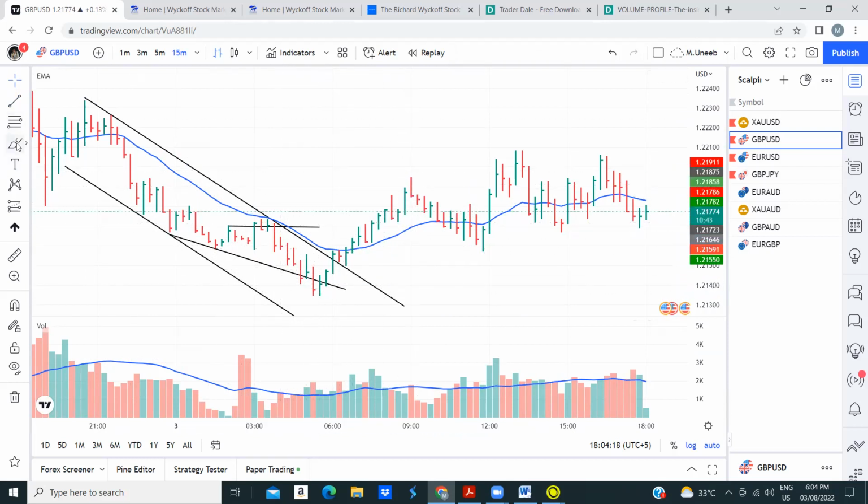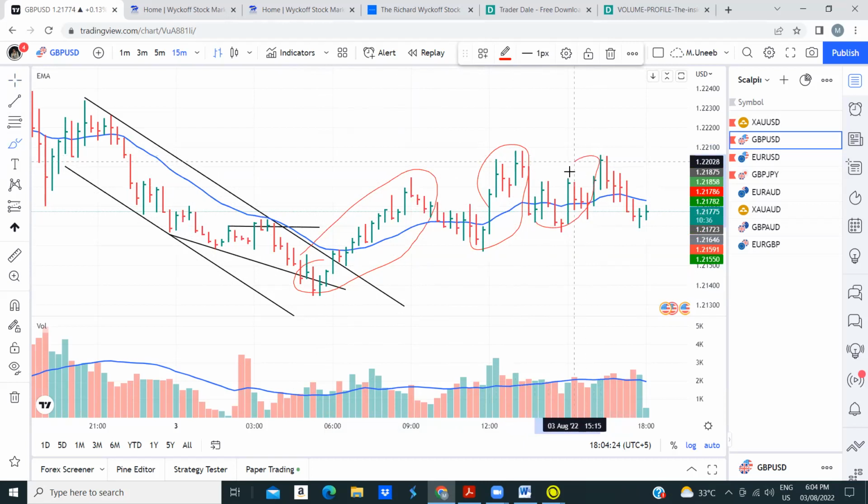So they missed the whole of this move, the whole opportunity to make money. Got it? Just for catching the small move down, they missed this entire move.